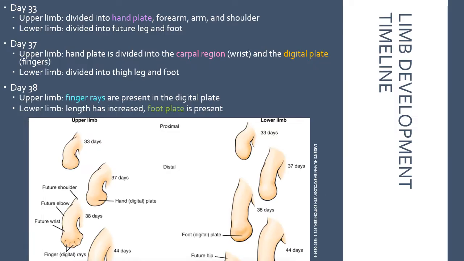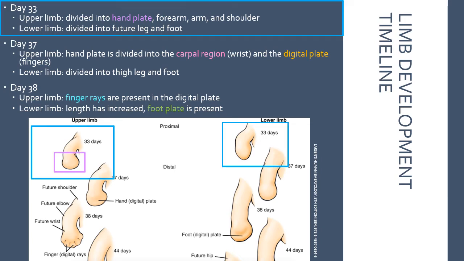Okay, so we're going to go through a timeline. Your book does a nice job of this. We'll hit the highlights here, but it's really laid out very nicely in the book if you have any questions. Okay, so starting on day 33, and they've started this timeline a little bit into the process, so we're not starting at the very early bud, we've gone a little ways down that road.